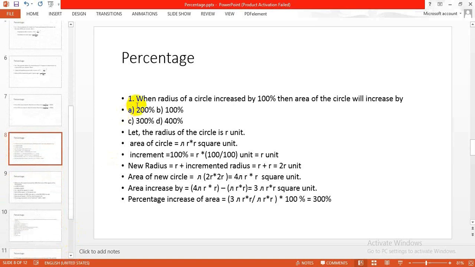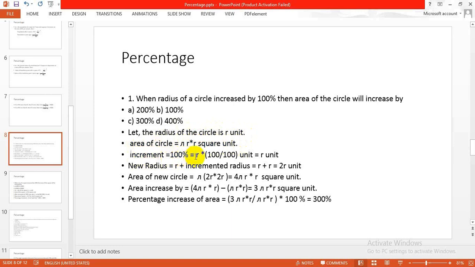Suppose there is a problem: when the radius of a circle is increased by 100%, then the area of the circle will increase by how much? Four options are given here: 200%, 100%, 300% and 400%. Let the radius of the circle be R unit. So the area of the circle is equal to pi R square unit.